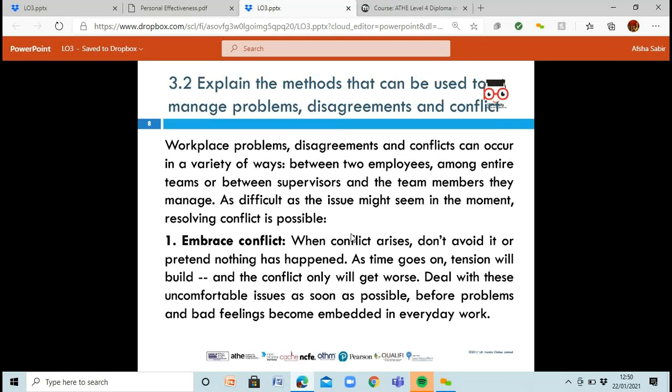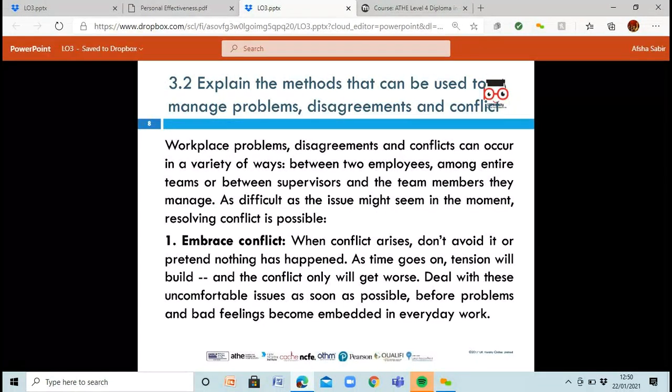Yeah. So on 3.2, first we talked about the problems that can be caused and why they can be caused, how they come about. Now we're going to talk about how these can be managed. So 3.2 is explain the methods that can be used to manage problems, disagreements and conflict.